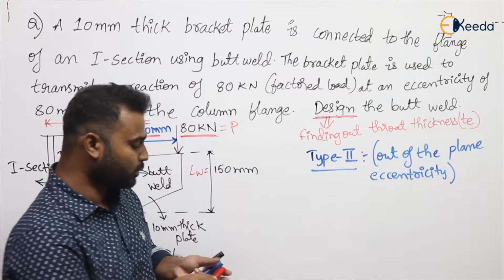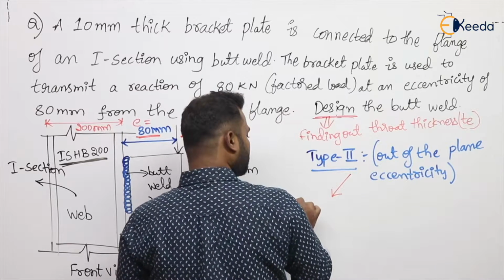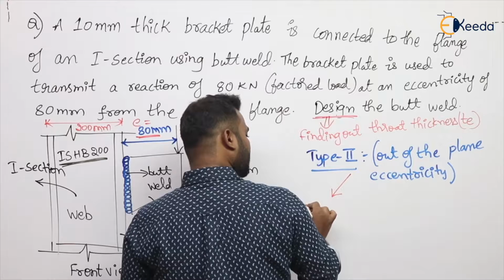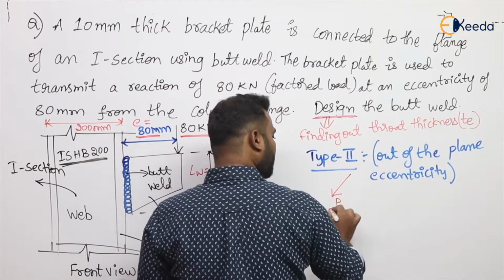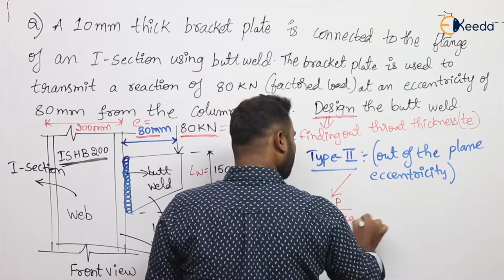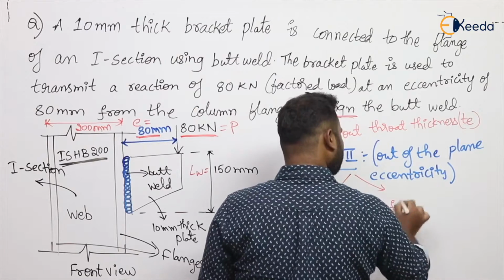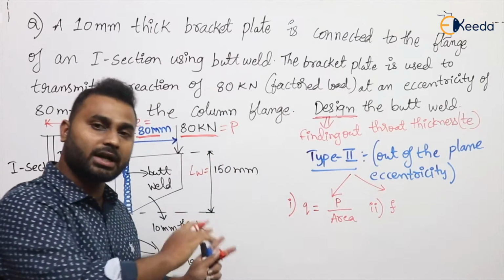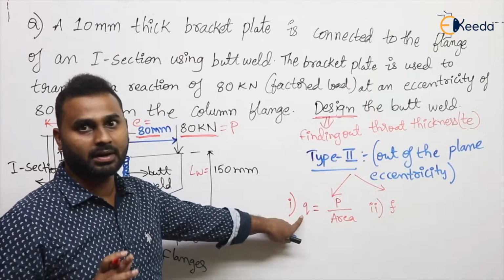Now in this type 2, the weld group is subjected to two types of forces. One is direct shear stress, which I will write as Q, which is nothing but load upon area. And another is bending normal stress, which I simply write as F. These concepts we have already discussed in our theory part, and I am simply representing them here.